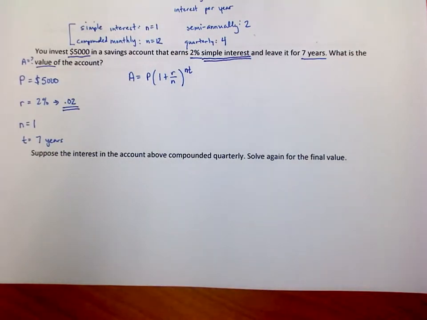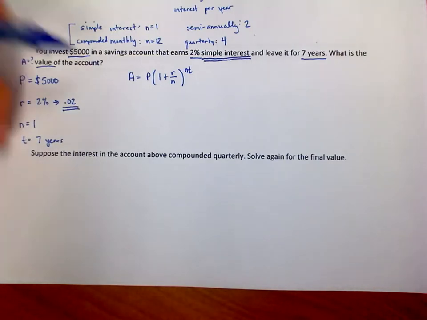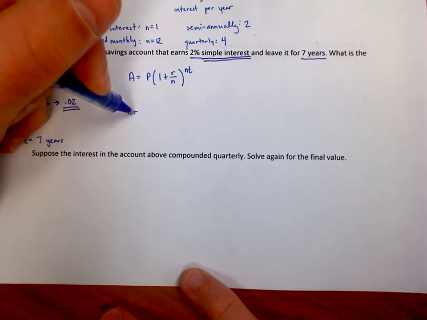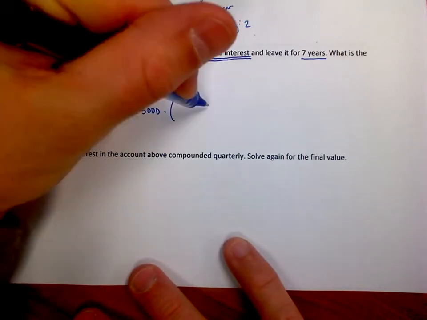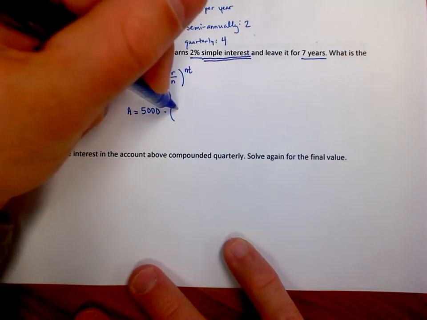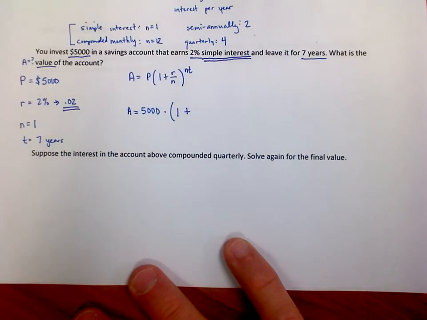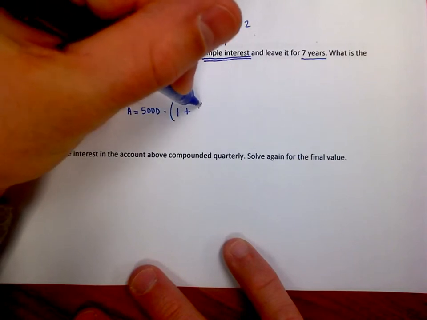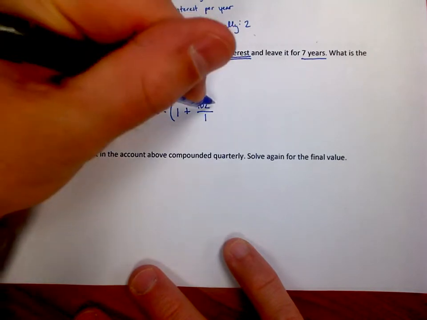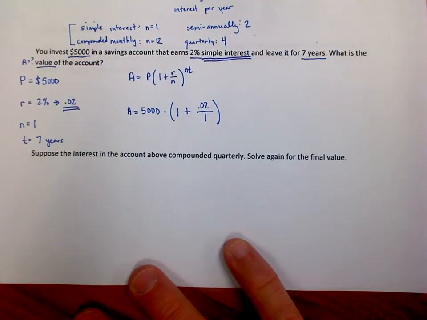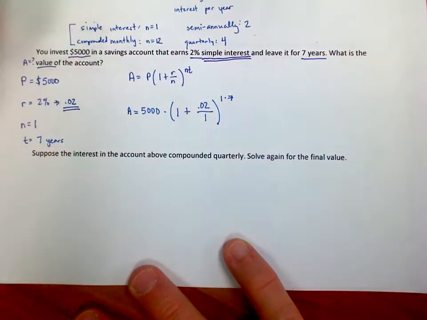Okay. All right, now that the bell is done ringing 8 times, here we go. Let's plug everything into the formula. The question is, what is A? I put in 5,000 for the starting amount, and I multiply it by 1 plus the interest rate, which is not 2, it's 0.02, over n, which is 1. That's nice because I really don't need to write that fraction. Raised to the power of n, which is 1, times the time, which is 7.